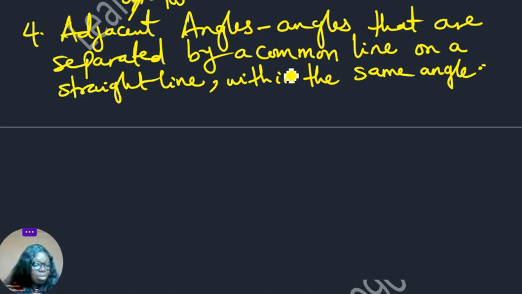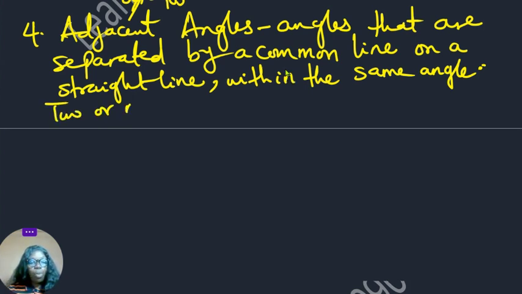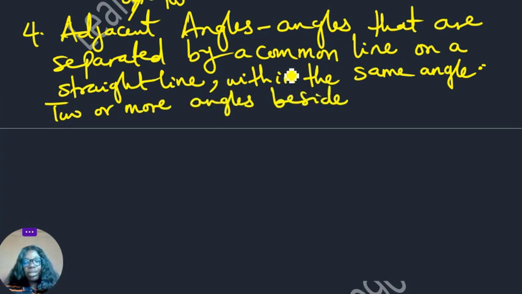Now, these angles are also two angles on a straight line beside each other. So they can also be two or more angles beside each other on a straight line.